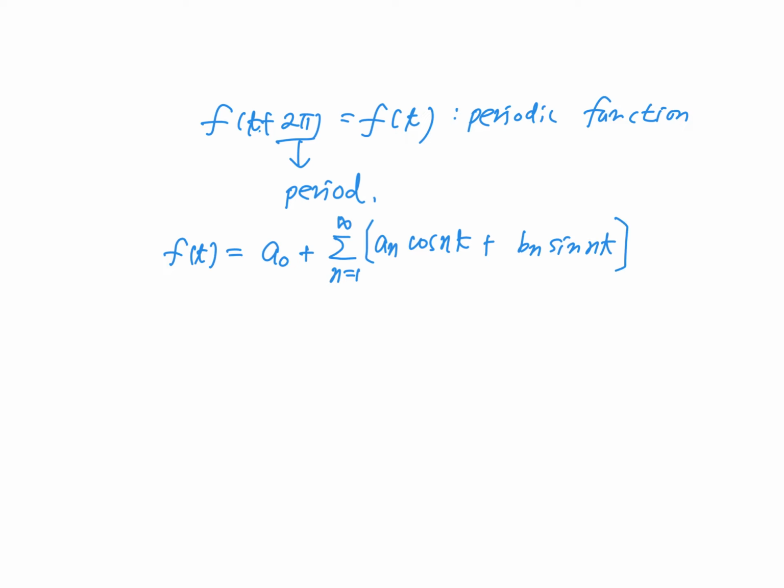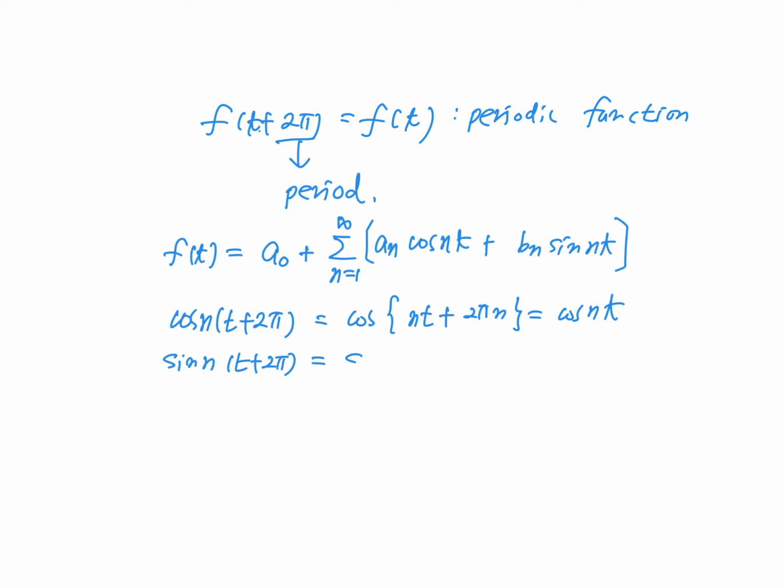It's obvious, right? Cosine of nt plus 2 pi n is cosine nt, right? And the same goes for sine. Sine of nt plus 2 pi n is sine nt. So obviously that function is periodic, right?